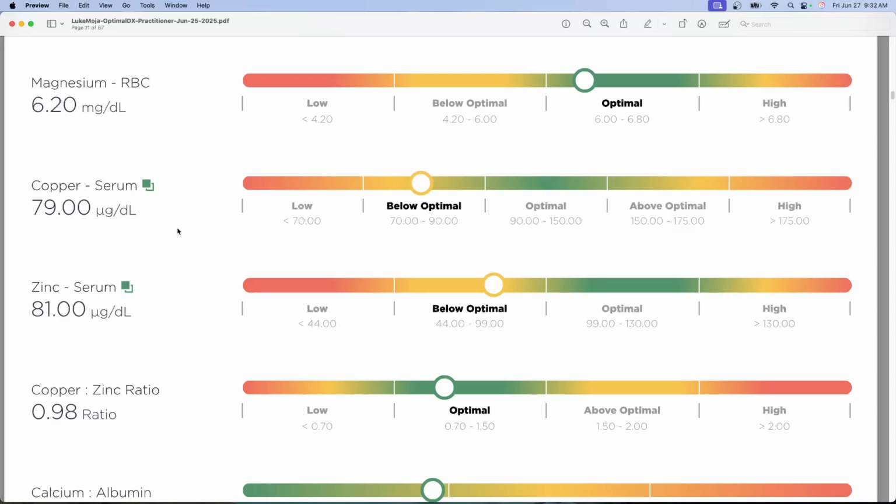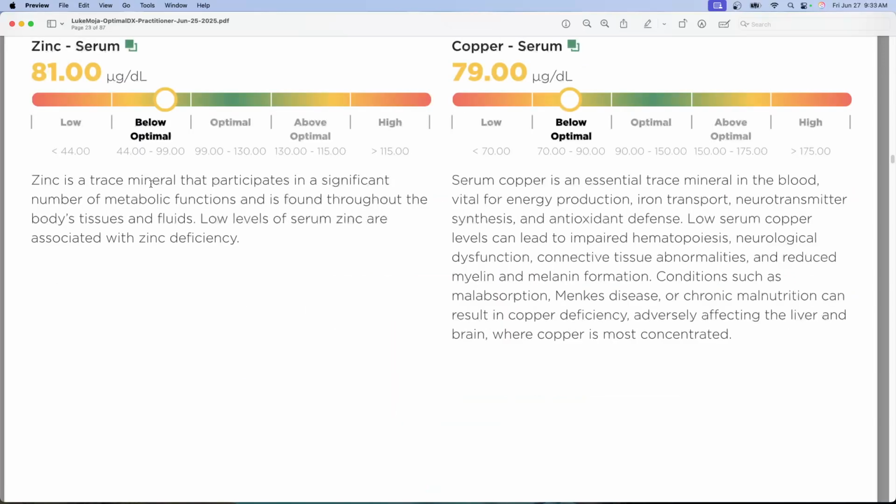Copper and zinc here. We want to make sure copper and zinc are in a particular ratio. You can see my copper is below optimal here. It's not below the standard range, but definitely in the below optimal range. So we can look and see what it says about that. It's vital for a lot of things: body energy production, iron transport, neurotransmitters, antioxidants. Malabsorption, malnutrition can adversely affect the liver and brain. Again, mine's not super low, but it could probably come up a little bit there.